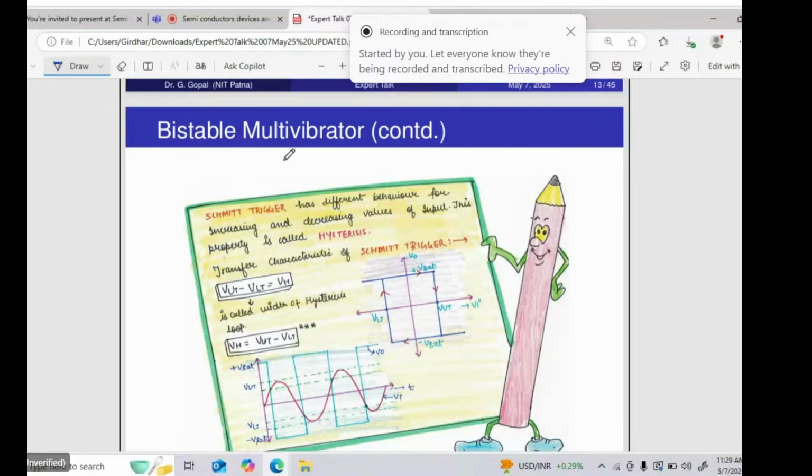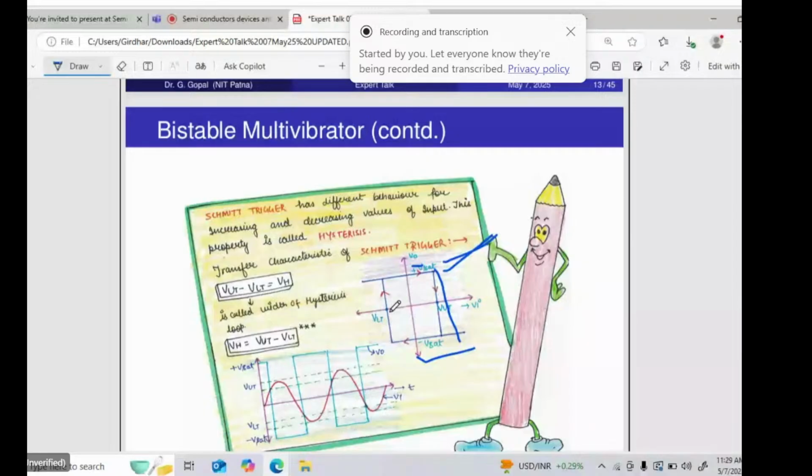Here, study these two cases only; you have to remember these two cases. Here I am drawing this graph. When Vi is greater than Vut, there is a transition from plus Vsat to minus Vsat. When Vi is less than Vlt, there is a transition from minus Vsat to plus Vsat. So this Schmitt trigger has a different behavior for increasing and decreasing values of the input.